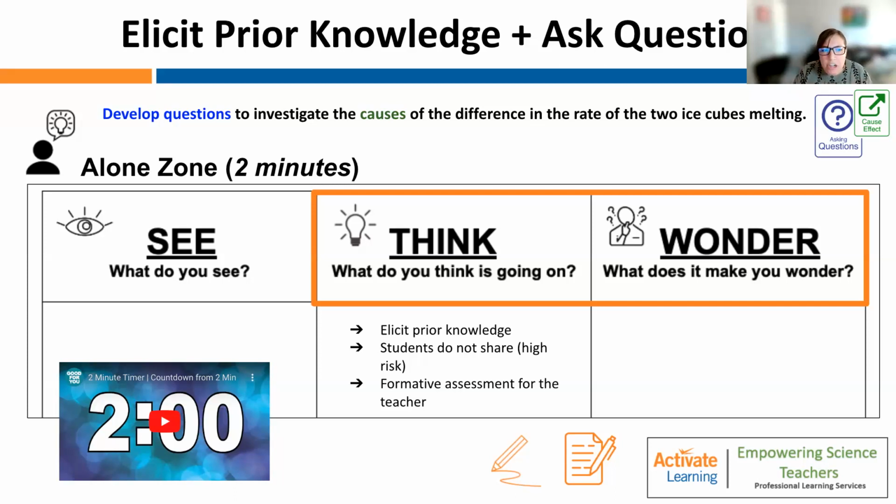So when I ask you to go back into the alone zone, just spend a little bit of time on what do you think is causing the one on the left to go faster than the one on the right. Then after a quick think, move on to the wonder. So you're going to do both of these at the same time, and I'll give you 2 minutes.